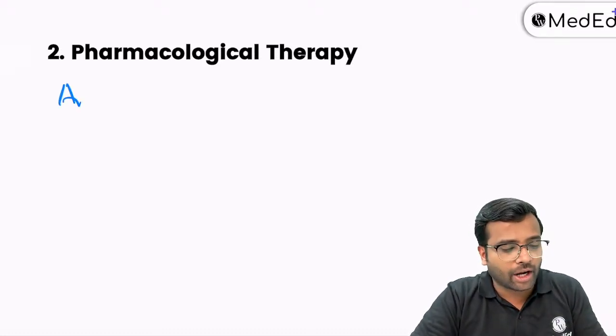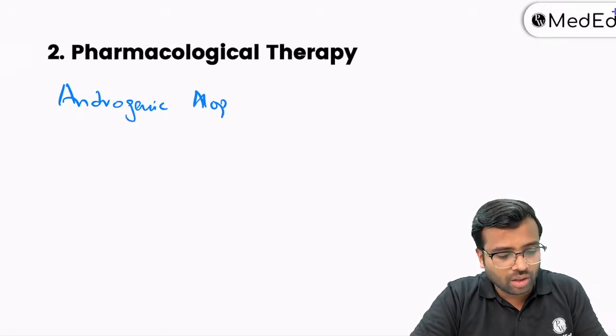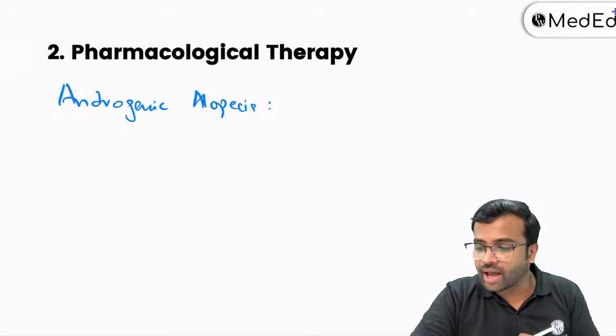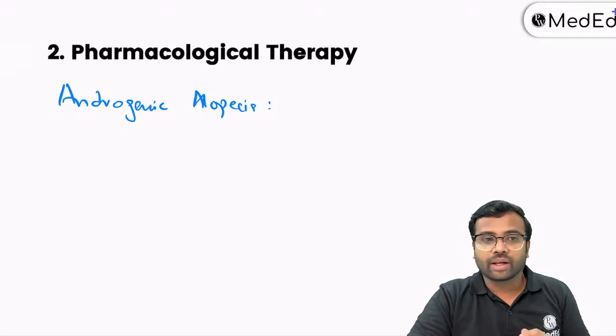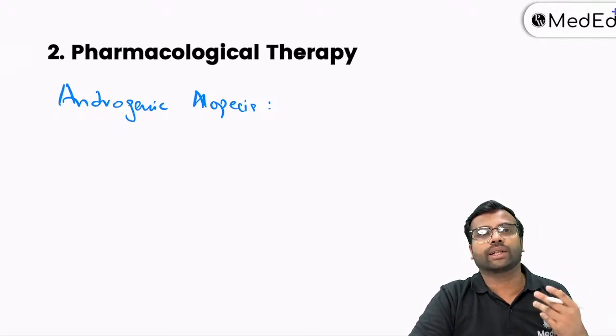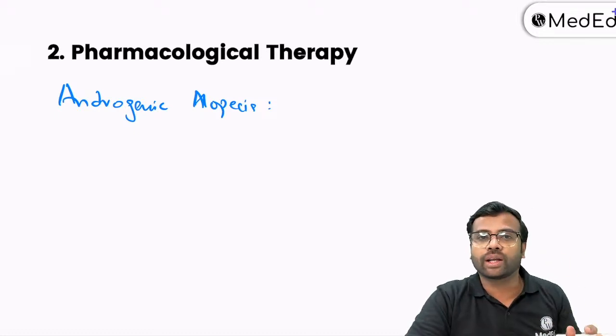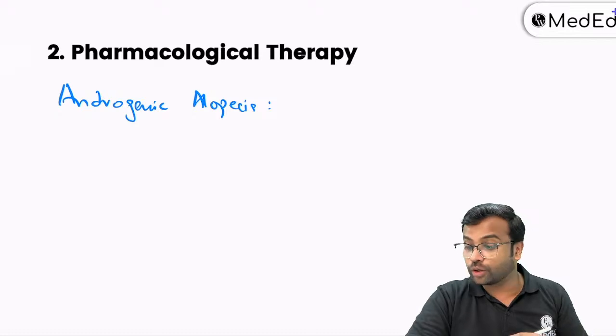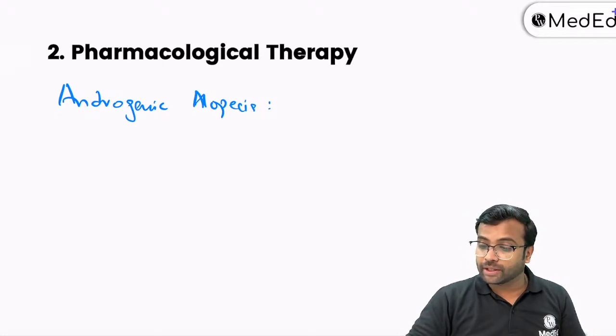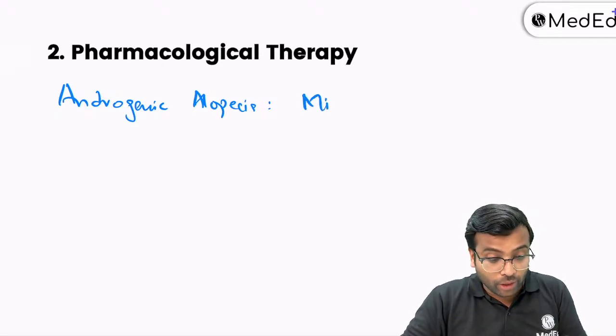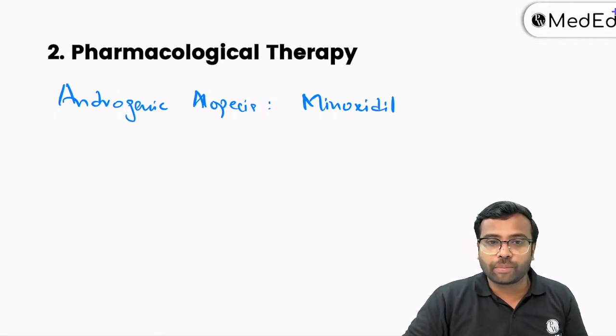For example, in androgenic alopecia, what are the treatment modalities that we have? Can you at least name some of the drugs that can be used for male or female pattern baldness or hair loss? Anybody? Yeah, very good. 5-alpha reductase inhibitors, and we can also go for minoxidil, isn't it? All those things can be used.